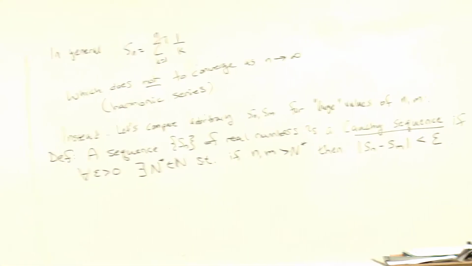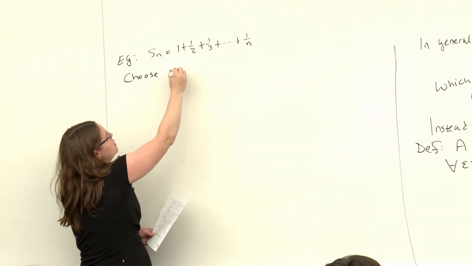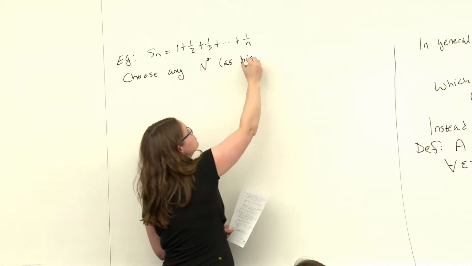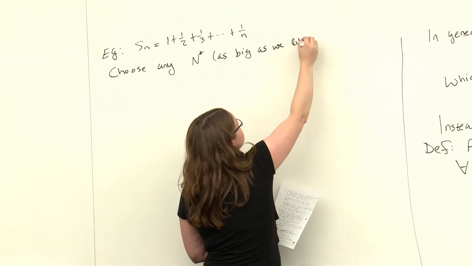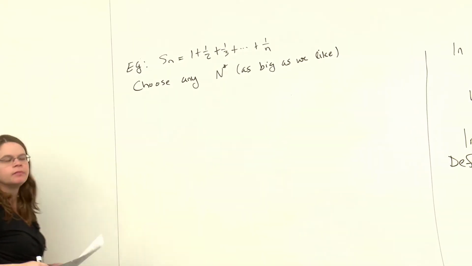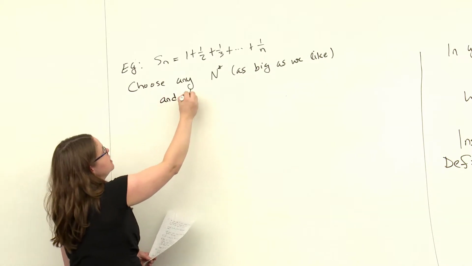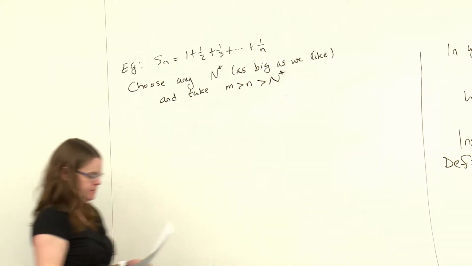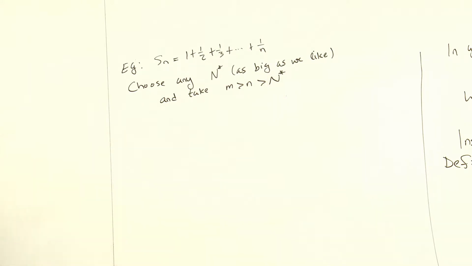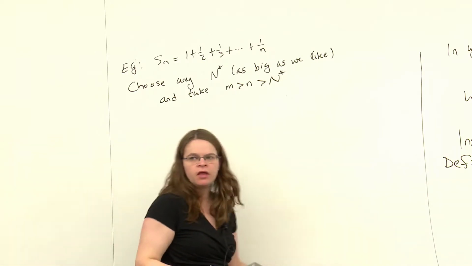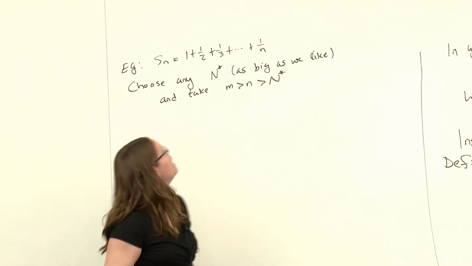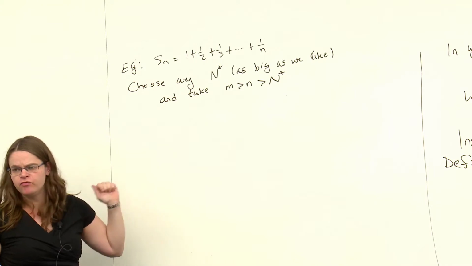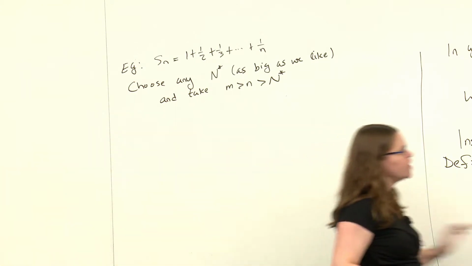Okay, so let's choose any n star as big as we like, and take m bigger than n star. We'll decide later what exactly these m and n should be. But the key thing is that this n star, I'm saying, is no matter how big we take it, we're going to try to show that we can break this. Okay, so I've got my n star.